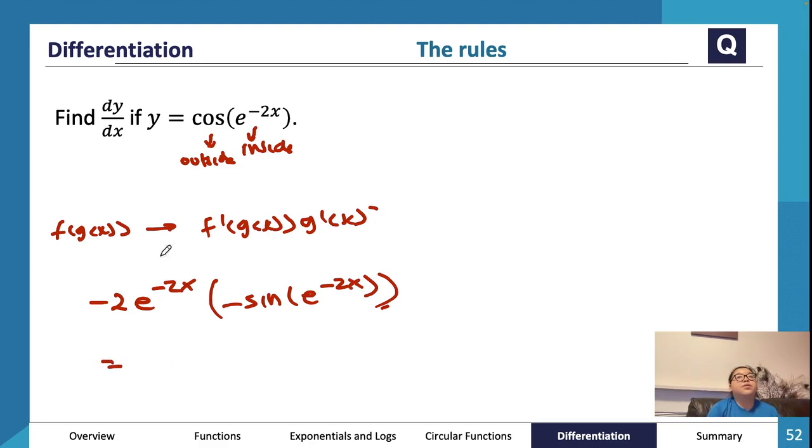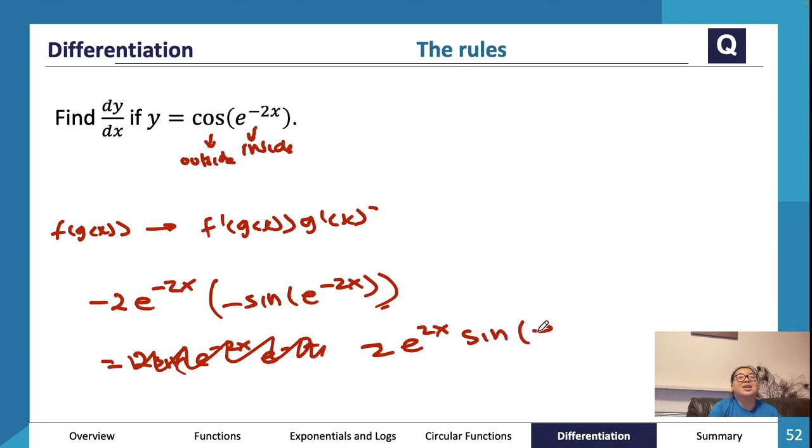Right. So if we simplify and connect all of those together, we'll get negative 2 e to the power of negative 2x sine e to the power of negative 2x. Oopsies, sorry, it should be negative here. Cool. So yeah, just write it all together and simplify and clean it up a little.